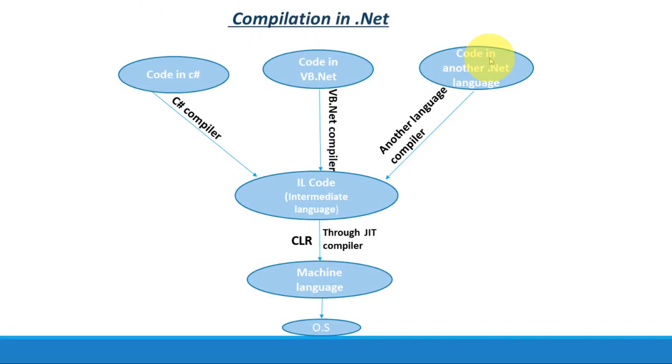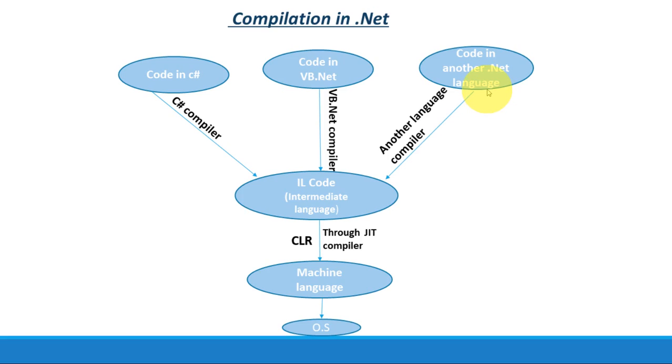Compilation in .NET. In this slide, we will discuss the compilation in .NET. Normally, the code written in any language, that is, a non-.NET language, gets compiled through the compiler of that particular language into an executable file, which is then executed by the operating system.